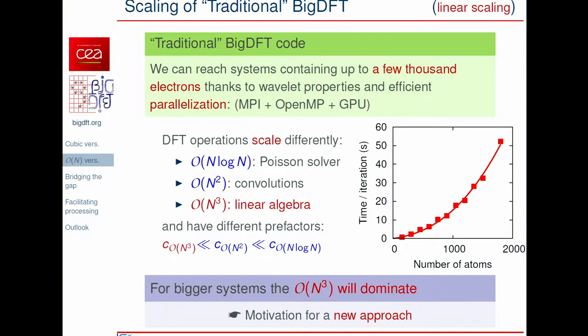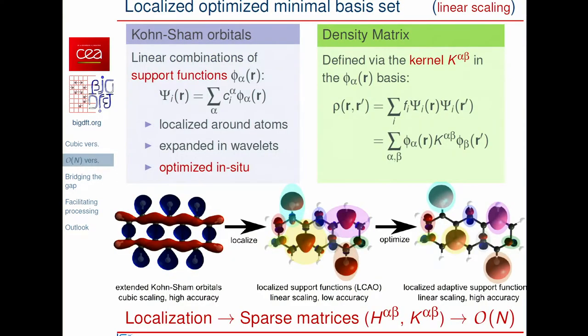The convolution is N squared. One convolution takes N operations as a function of the number of atoms, but if we multiply the system size by two, we have two times more convolutions to perform for the orbitals, so it's N squared. And the main part is linear algebra. So the idea is to have a new approach, and the idea is to localize our orbitals.